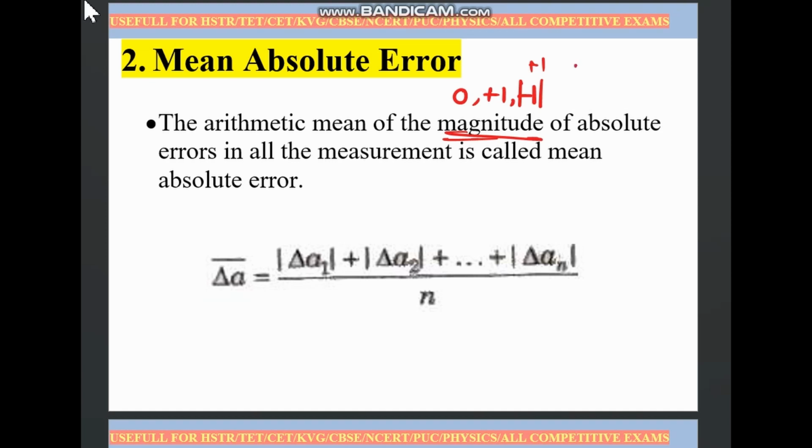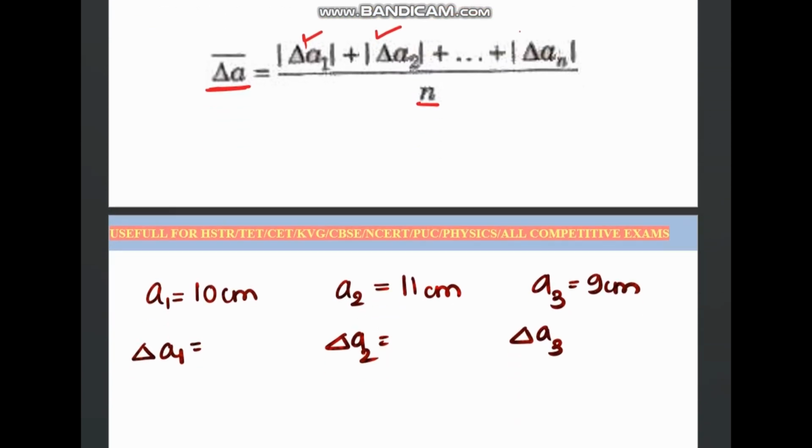Means if you are measuring length, it may be in meter. If you are measuring weight, it may be in kg or gram, with any unit. So it is denoted by delta A bar, mean absolute error. So mean of all those, mean of delta A1 plus delta A2 plus delta A3 and so on up to, divided by n. I will discuss this again with the same example.